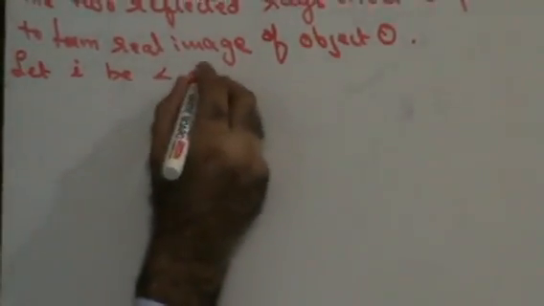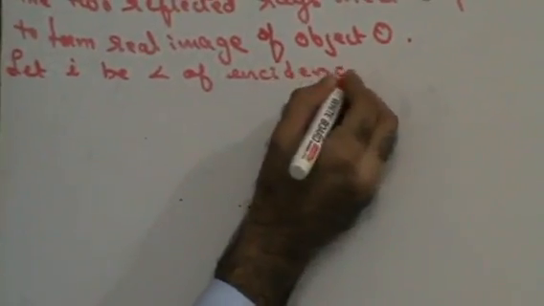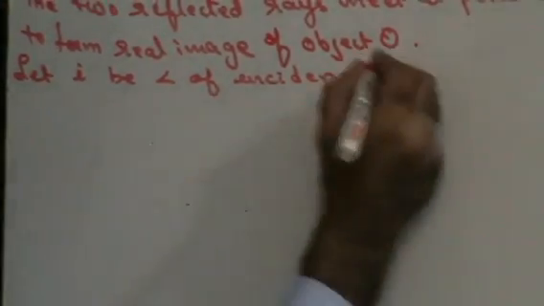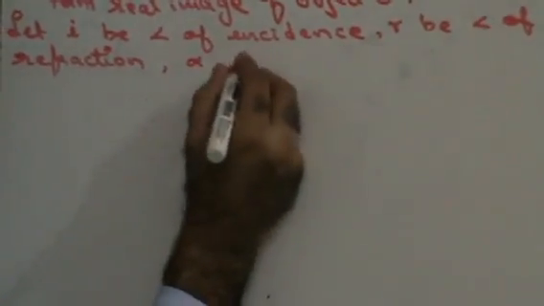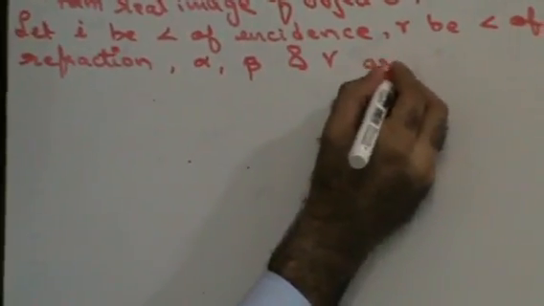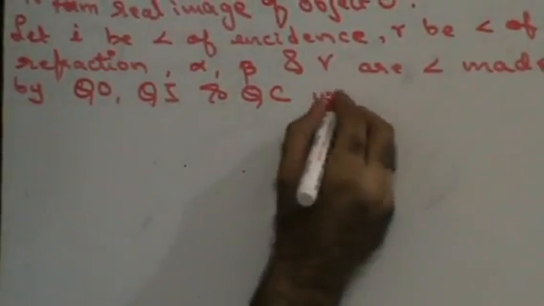Let i be the angle of incidence and r be the angle of refraction. Alpha, beta and gamma are the angles made by QO, QI and QC with the principal axis. I've shown you this in the figure.